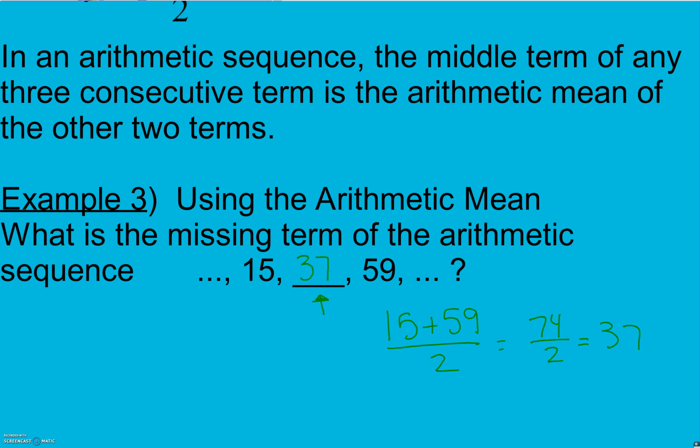And we can check that by checking our common difference. 15 to 37 is plus 22, and 37 to 59 is plus 22. So our common difference is the same, which means 37 is the number that we're looking for.